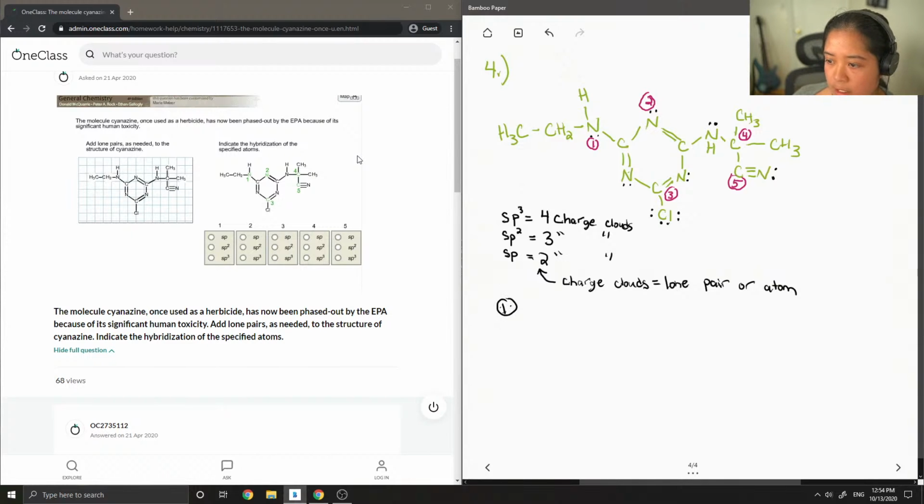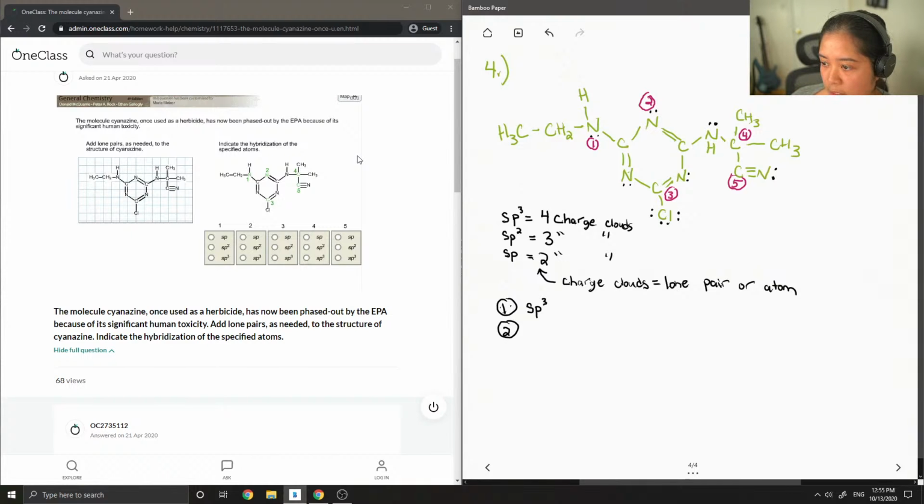Okay, so first let's look at our first nitrogen. It has 1, 2, 3 atoms and also 1 lone pair. So that means it has 4 charge clouds. And this nitrogen is sp3.